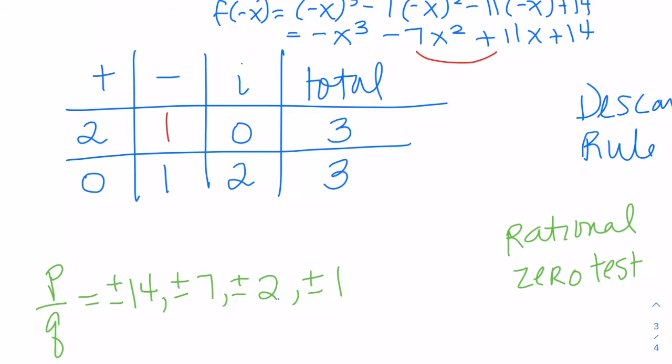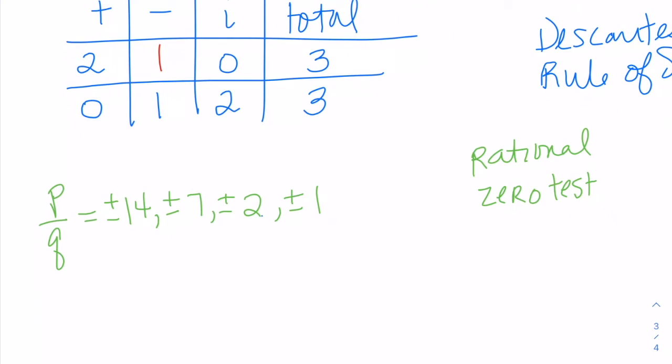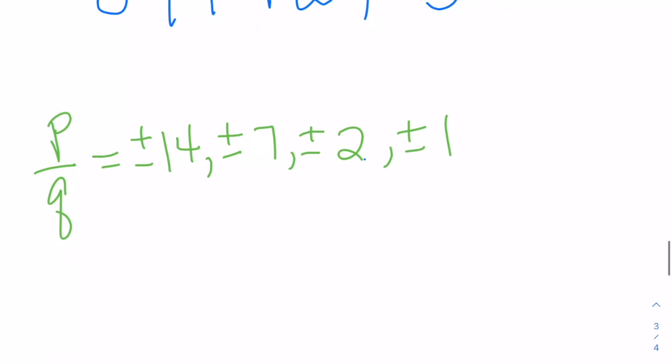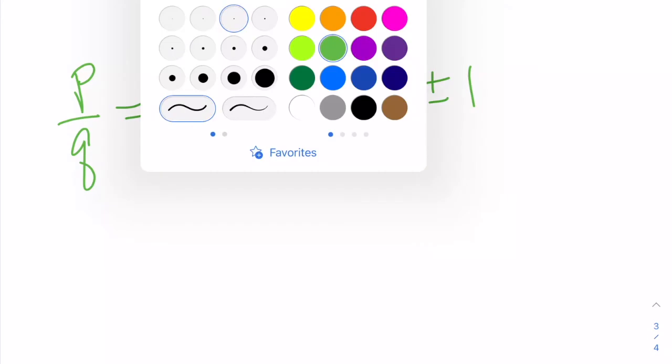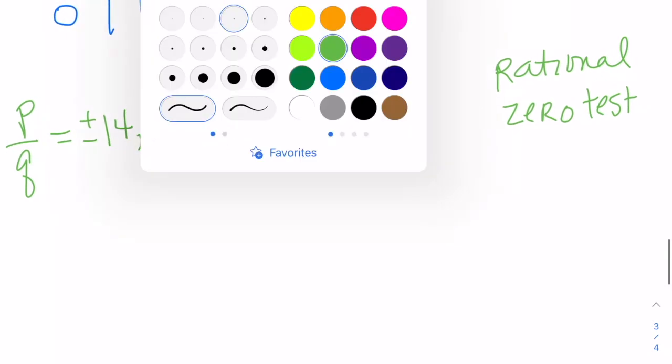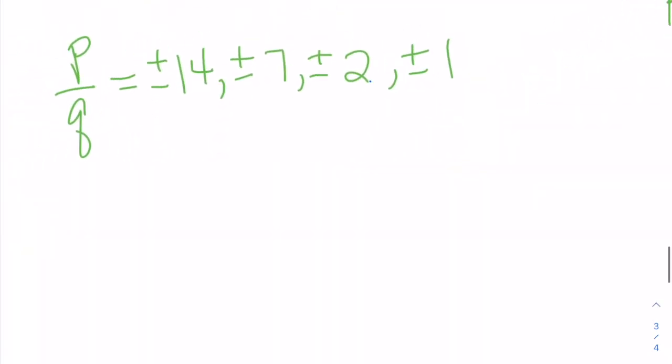So for a negative real root, I'm going to try them out. I'll try one kind of in the middle for the negative. So I'll try negative 7. When I try negative 7, my polynomial was 1x cubed, negative 7x squared, negative 11x plus 14.